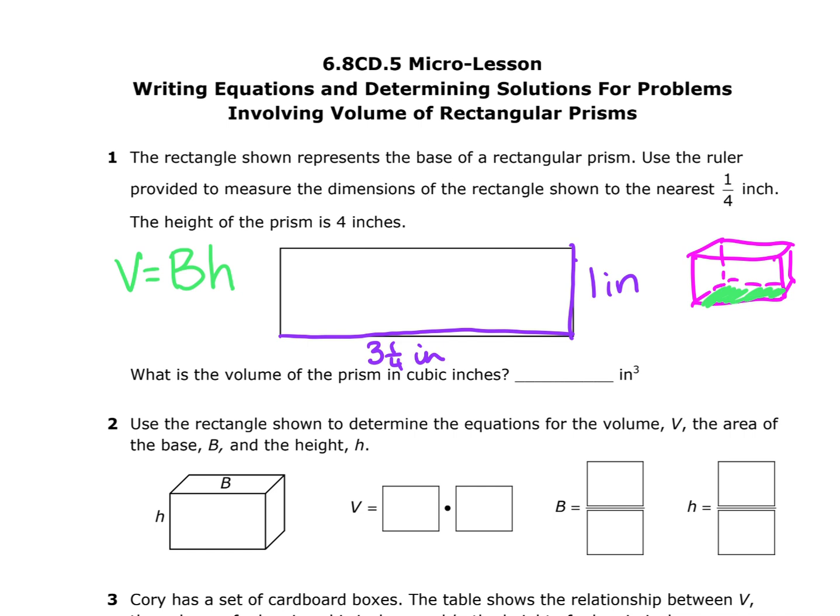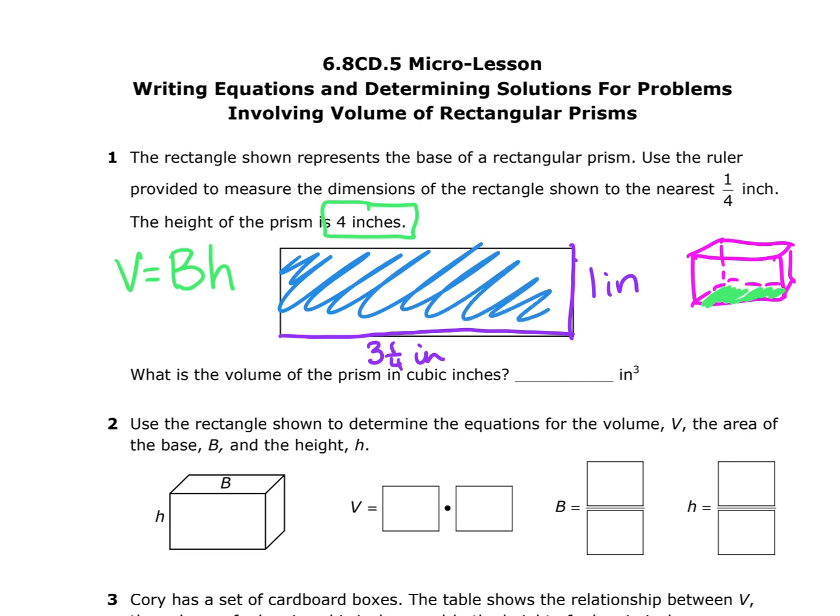And so in elementary school, you learned that volume was the length times the width times the height. Well, we're given the height is going to be 4 inches, but the length and the width are going to come from the base. So here it's going to tell us that the length is 3 1/4 inches, and the width is 1 inch. So that's the length and the width of the bottom.